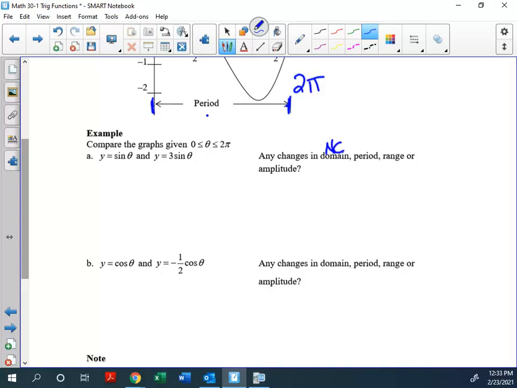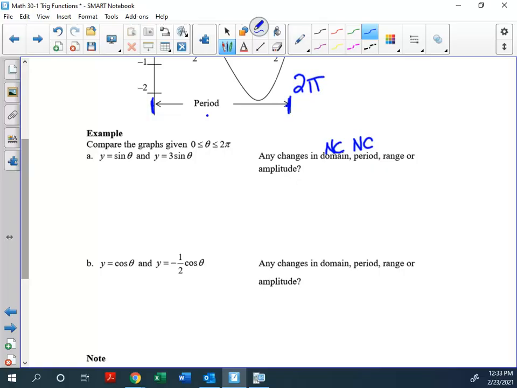If I stretch it vertically, is it going to affect the period? Well, the period was a horizontal measurement, right? So there's going to be no change in the period. What about the range and the amplitude? Okay, those are y values, right?